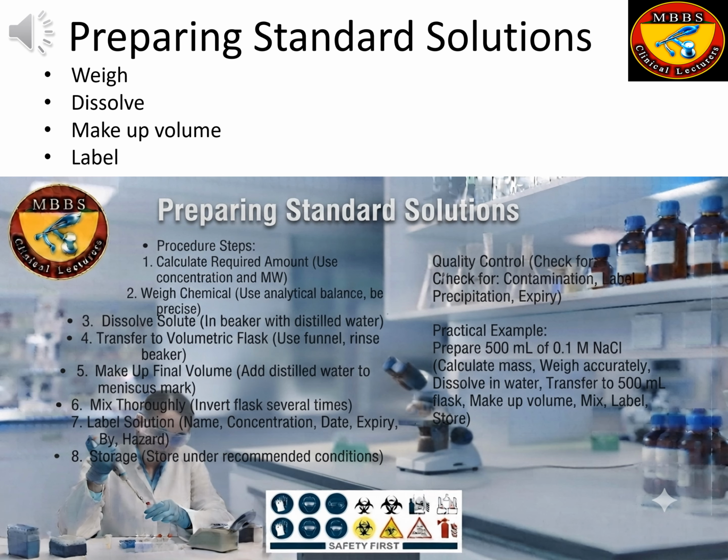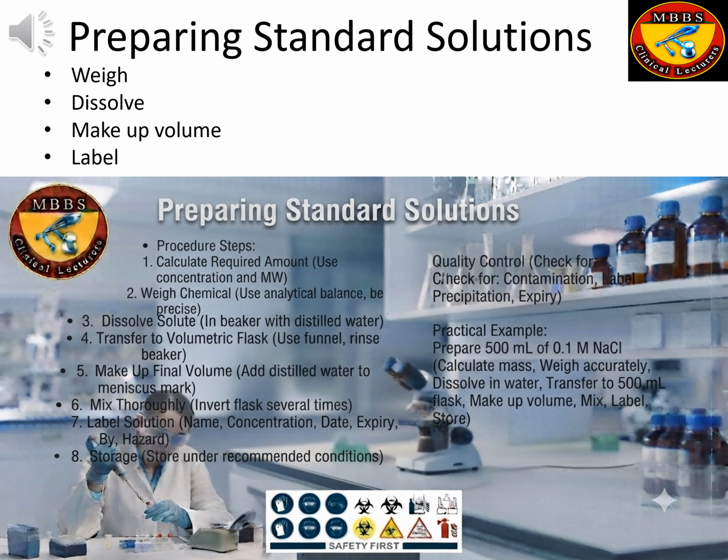Transfer the weighed chemical into a beaker and add a small amount of distilled water. Stir until it dissolves completely. Step 4. Transfer to a volumetric flask. Carefully pour the solution into a volumetric flask using a funnel.